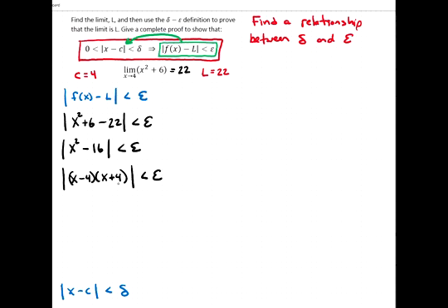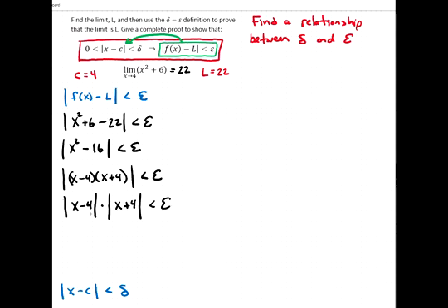Now, we don't want the x plus 4 here. We just want the x minus 4. So let's see if we can get rid of that x plus 4. And so what we could do here is say that the absolute value of a product is equal to the product of the absolute values. So the absolute value of x minus 4 times x plus 4 is equivalent to the absolute value of x minus 4 times the absolute value of x plus 4, and it's less than epsilon.